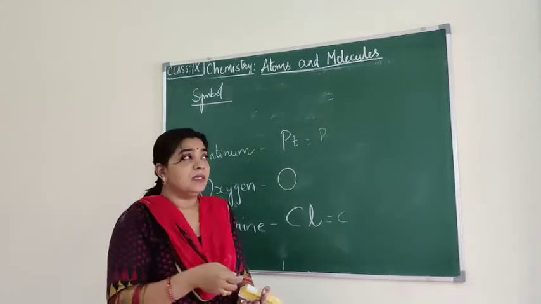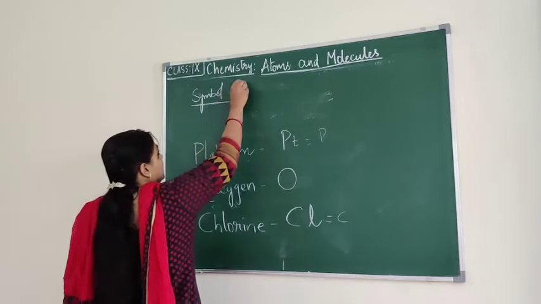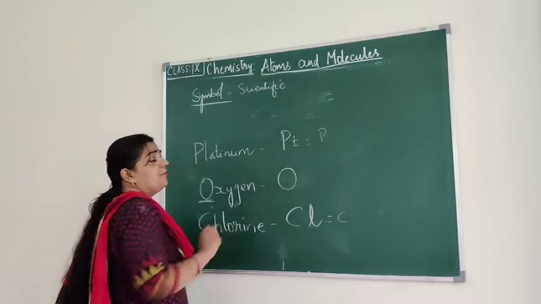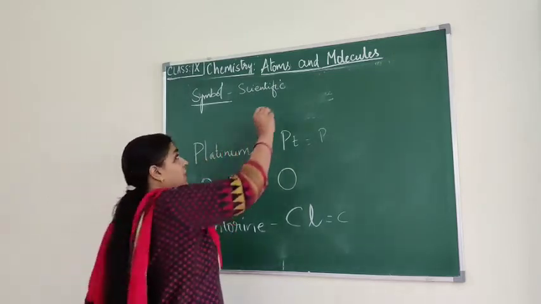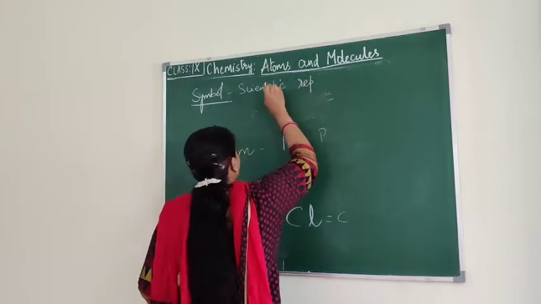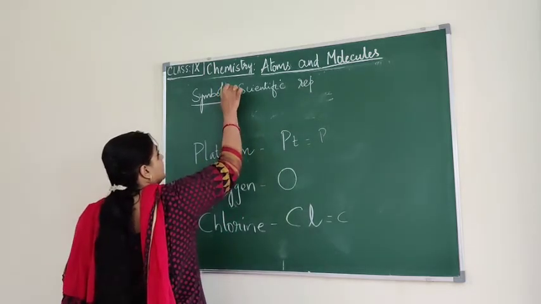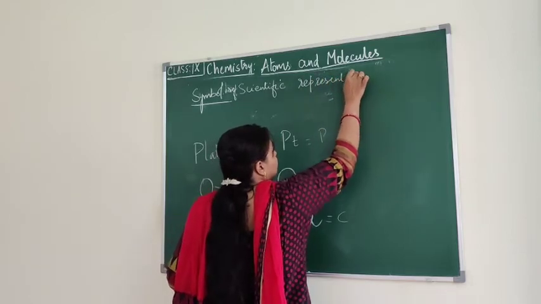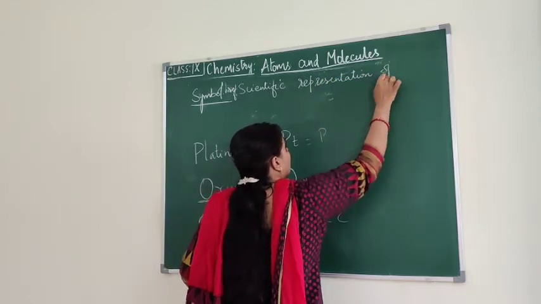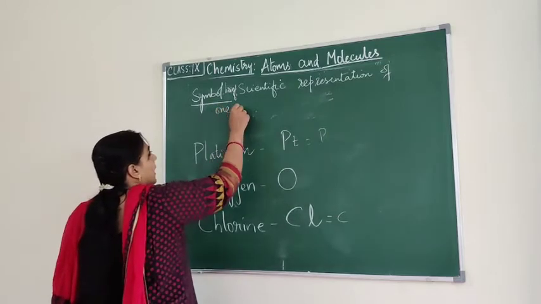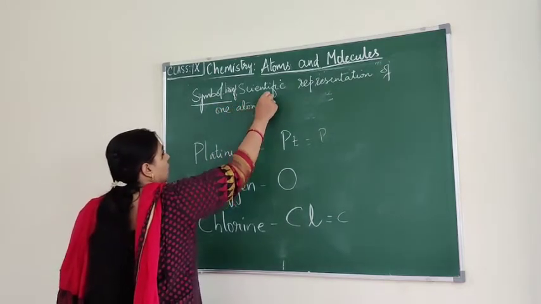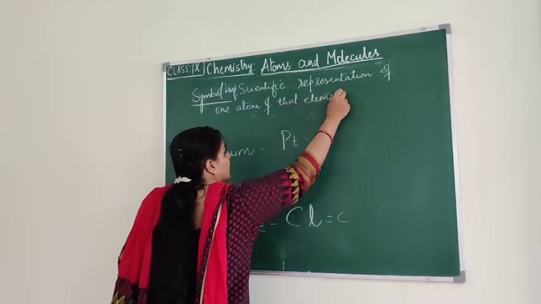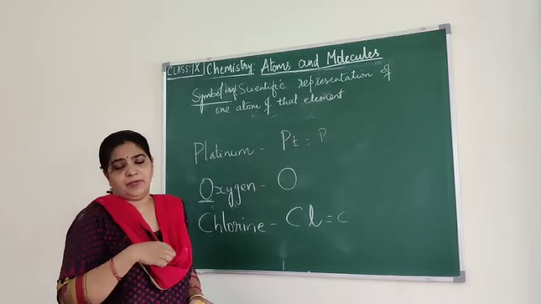Let us see what a symbol is. A symbol is a brief scientific representation of one atom of that element. It is the scientific representation.